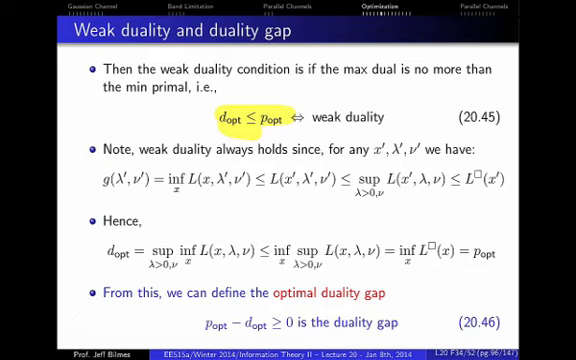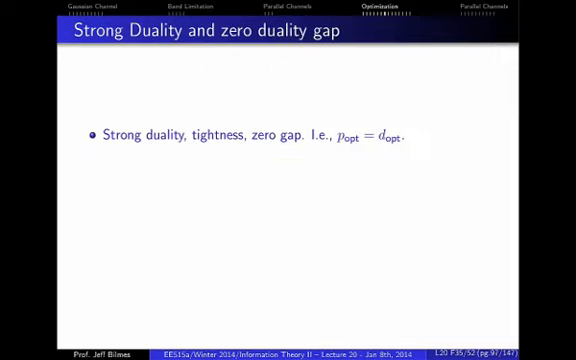Now, this notion of strong duality. When strong duality exists, it means that there's a zero duality gap. It means that P opt is equal to D opt.